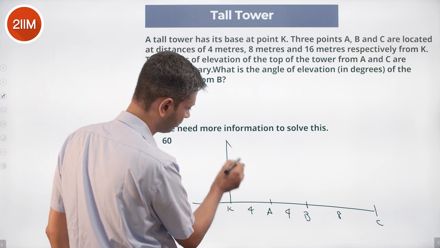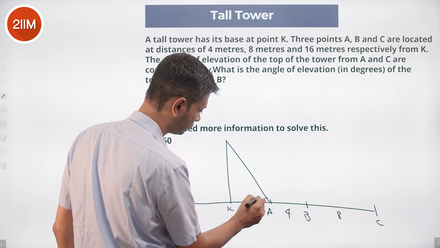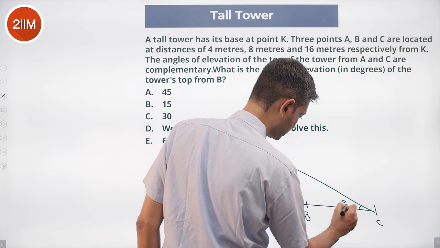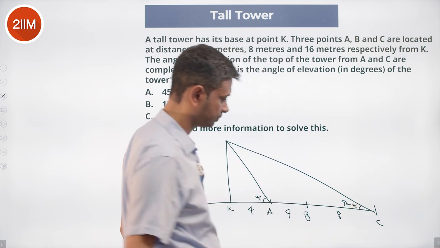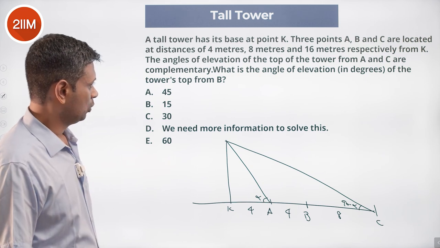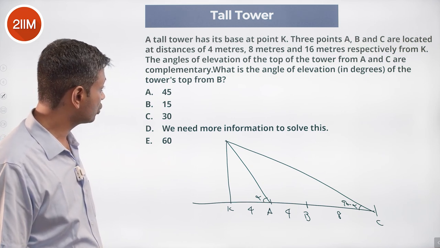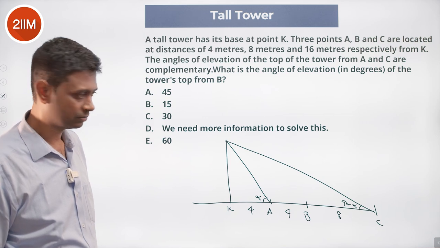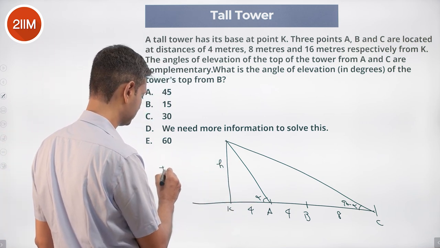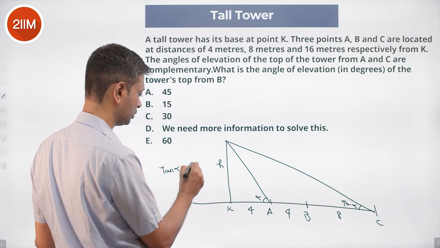So from A, this is alpha, and from C, 90 minus alpha. Nice. What is the angle of elevation of the tower's top from B? Say the tower has a height of h. Tan alpha is h by 4.